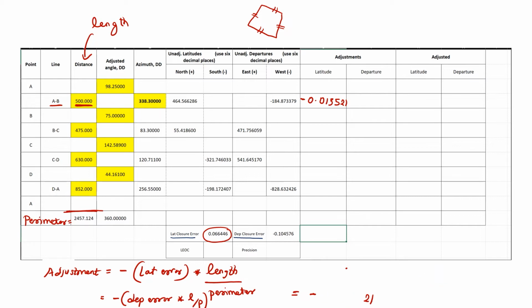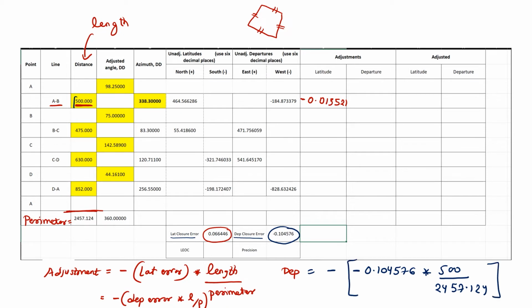For the departure, negative, right? What is the departure error? The departure error is this. So negative of minus 0.104576 times, what is the length? It is 500, and my perimeter is 2457.124. You can see how this negative sign will make the correction positive, right? Our error is negative, so all our corrections should be positive for the departure.